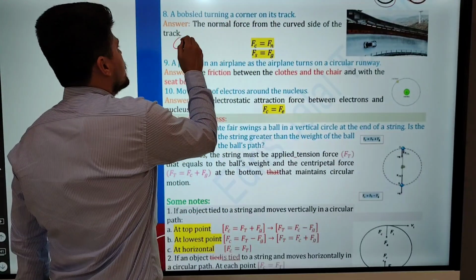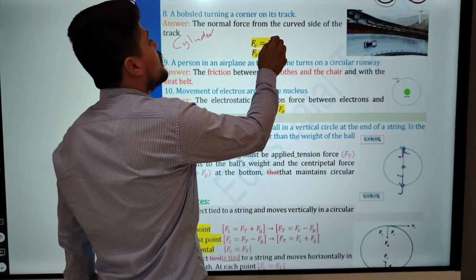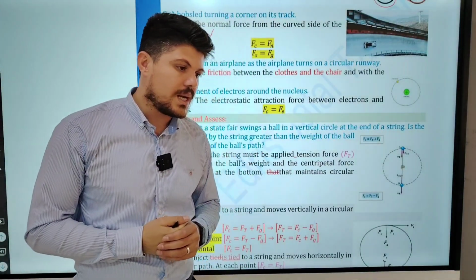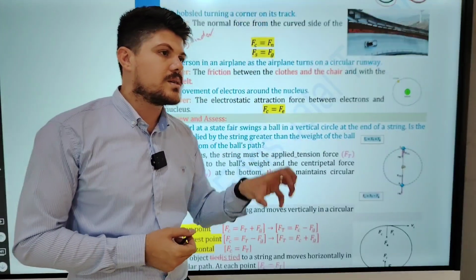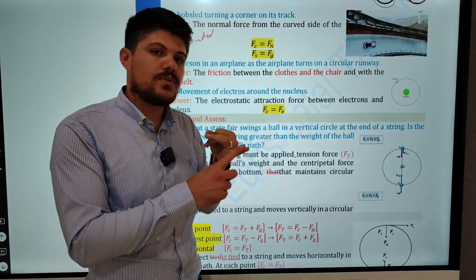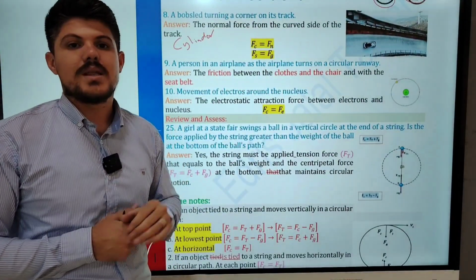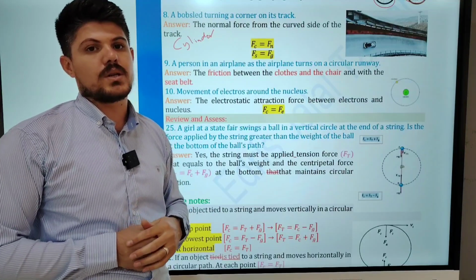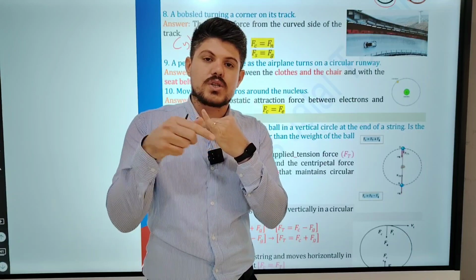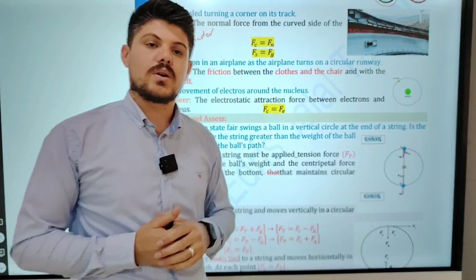Okay? A bobsleigh turning a corner on its track. This is such as a cylinder case. Be careful. As in the cylinder case, Fc is equal to the normal force that provides the centripetal force. For example, if they bring in the Wizari exam, which of the following provides the centripetal force for the bobsleigh turning a corner? Normal force, tension force, gravitational force, none of them. Normal force. The normal force provides the centripetal force in two cases: in the case of the cylinder, when it is rotating about a fixed axis, or in the case of a bobsled when it is turning in a corner.